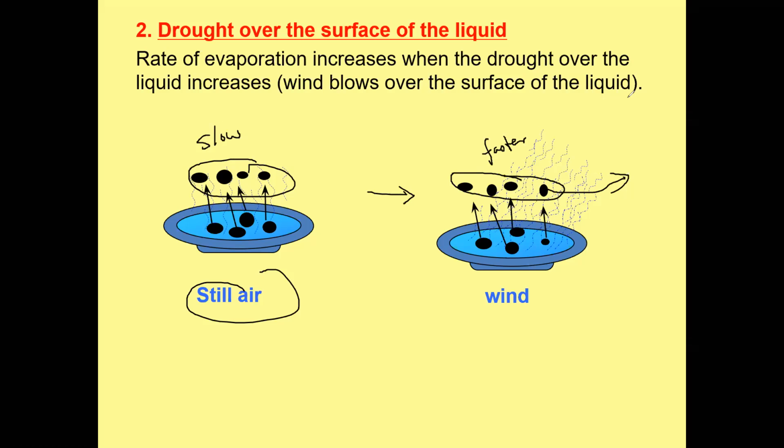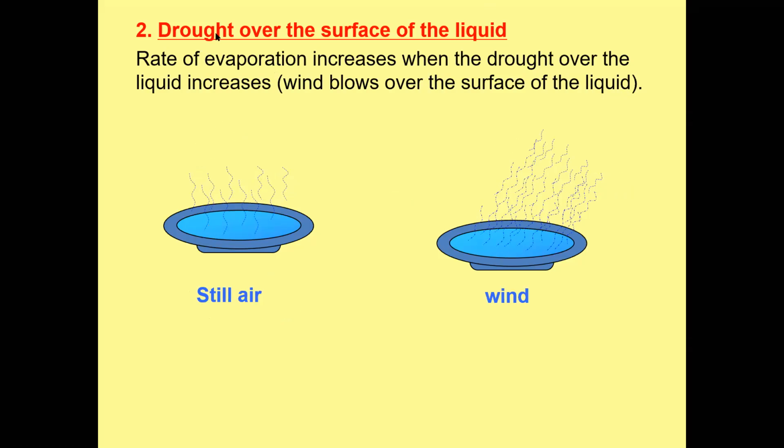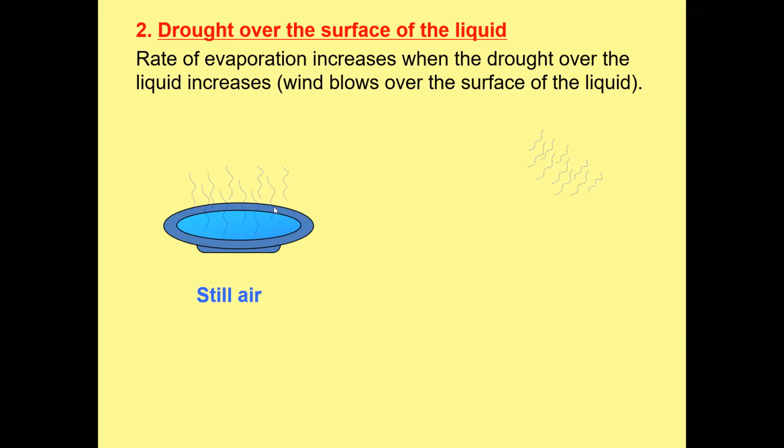Is it clear? The factor which is affecting the evaporation: draught over the surface, or wind speed, affects the evaporation.